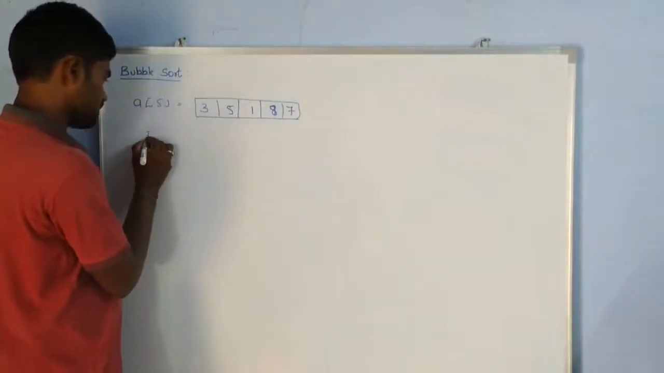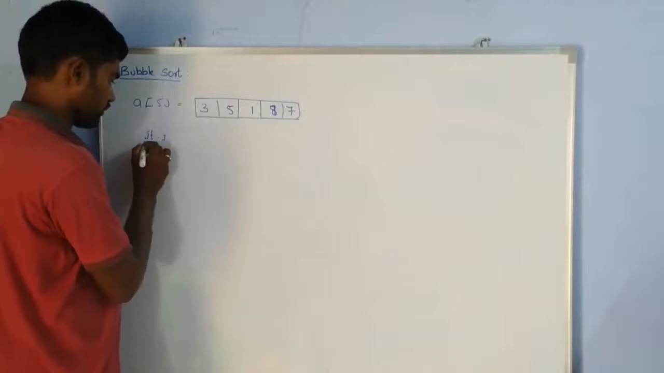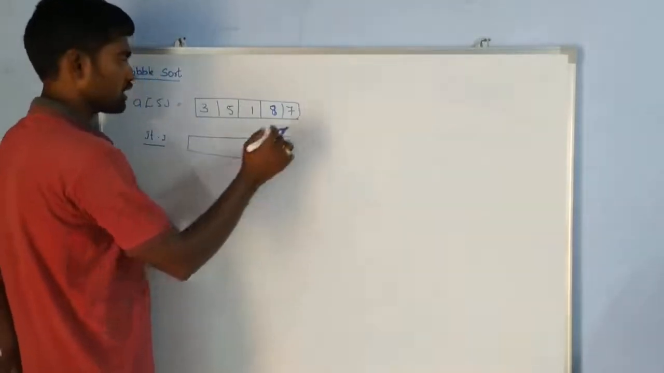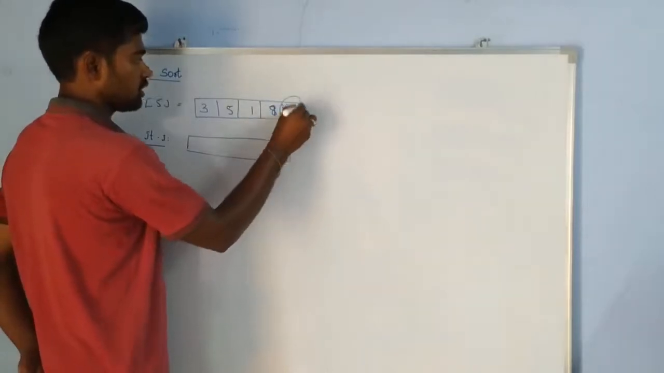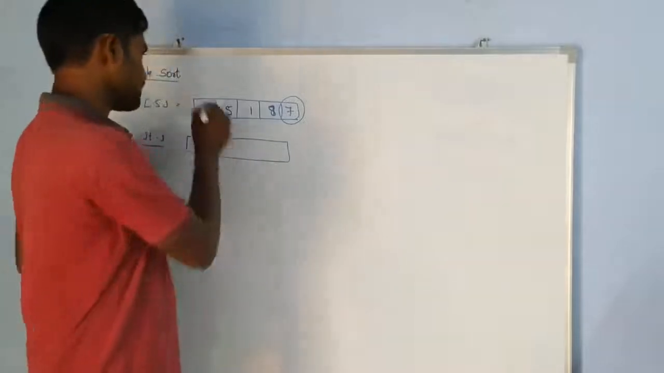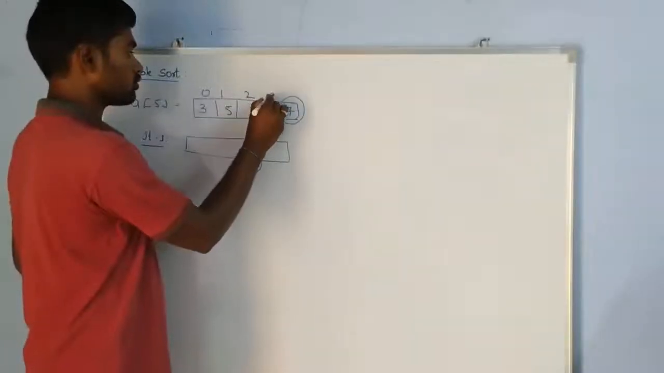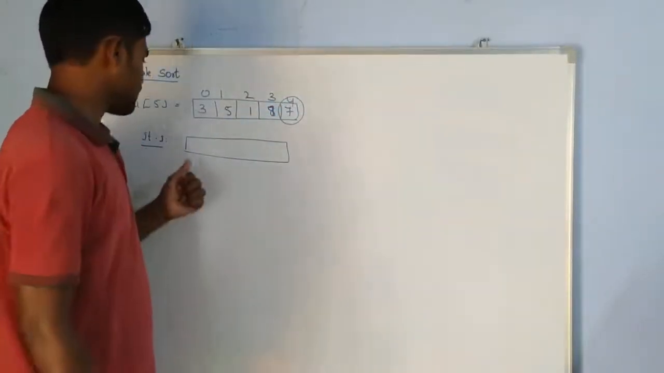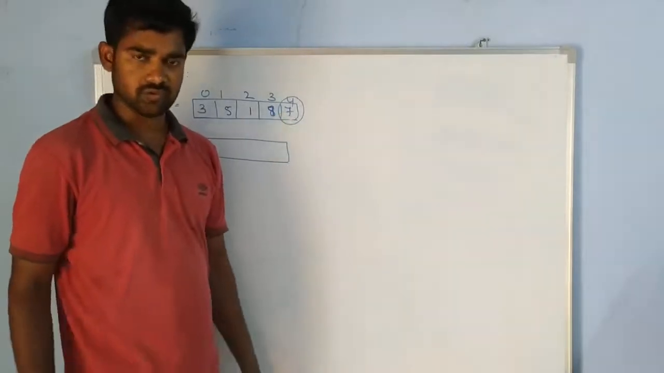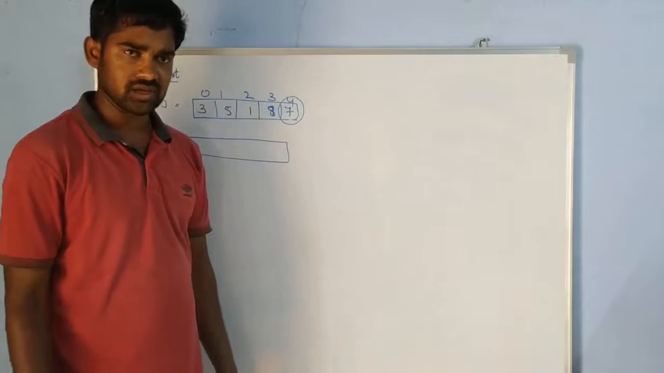Now we are going to perform iteration number 1. In iteration number 1, what will happen? We are going to sort the last position of the array. What is the last position of the array here? Indexes 0, 1, 2, 3, 4. Means in iteration number 1 we are going to sort the element at index number 4, the last position of the array.